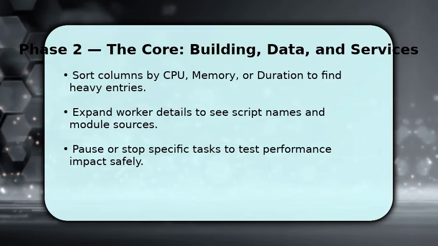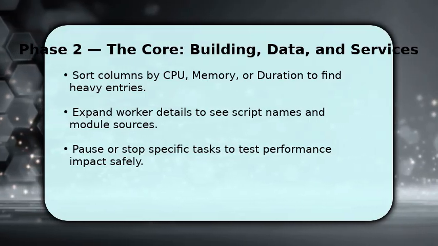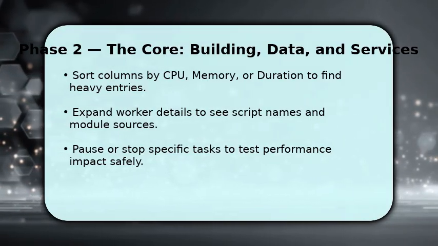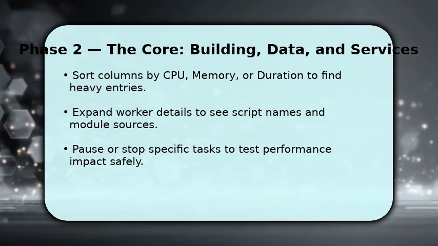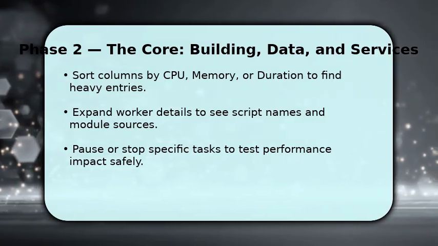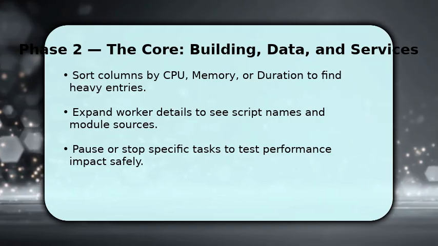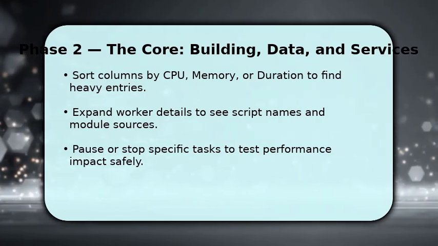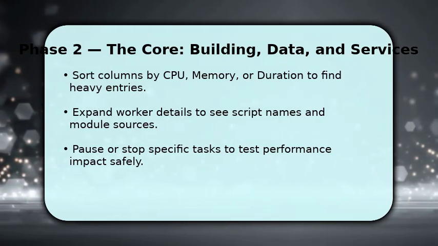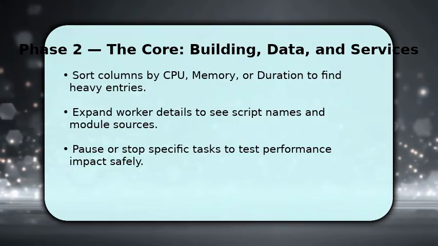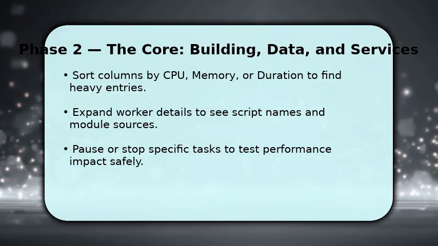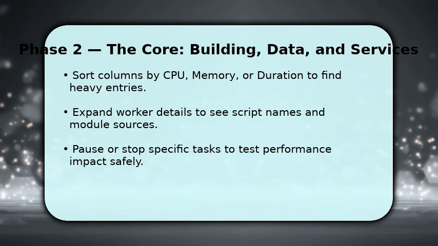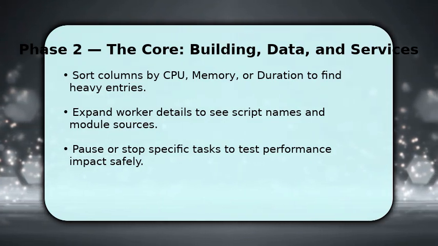You should expand worker details to identify the exact script or module causing load, because names link to source scripts and line numbers. Make measured changes. Pause or stop a suspect task to observe runtime effects, then reopen Task Manager to compare metrics. This step-by-step inspection prevents guesswork and shows you precisely why performance issues occur.